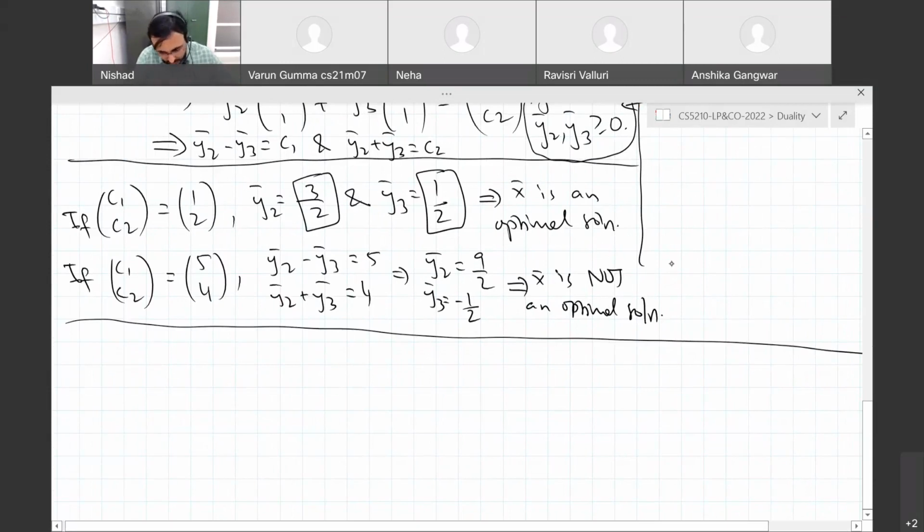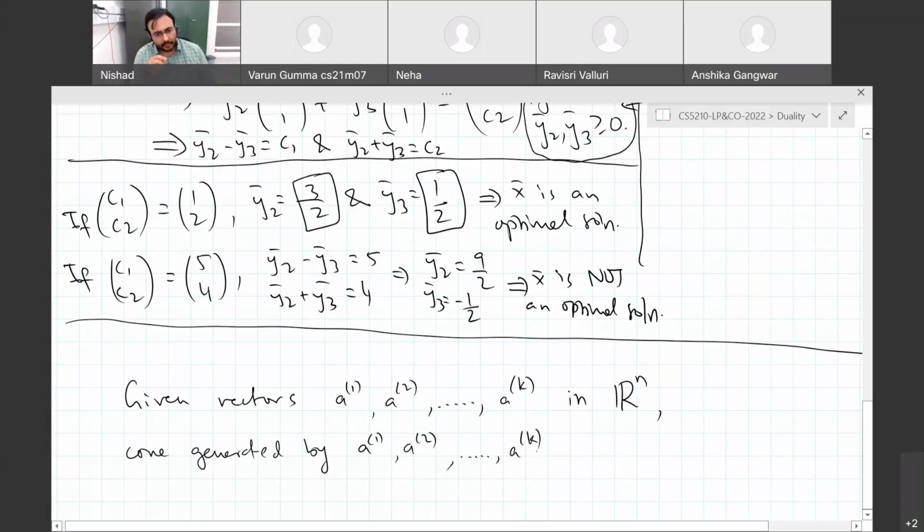All right. So given a set of vectors A1, A2 up to AK in Rn, we are going to say that the cone generated by these vectors is the set of all vectors that can be written as non-negative linear combinations of the given vectors.